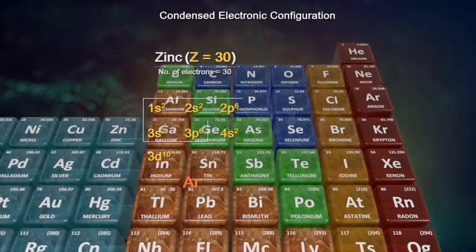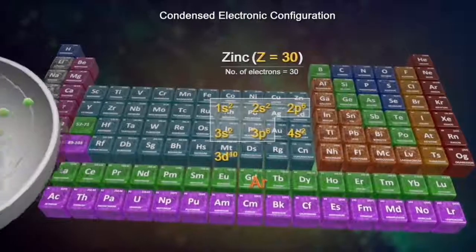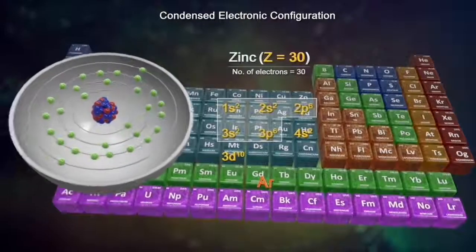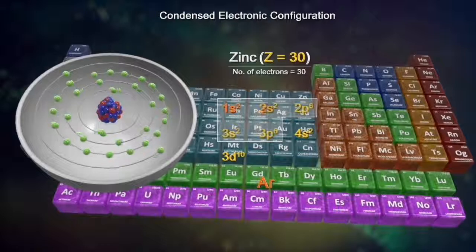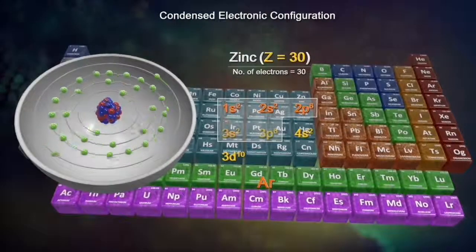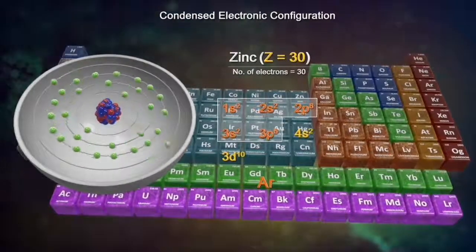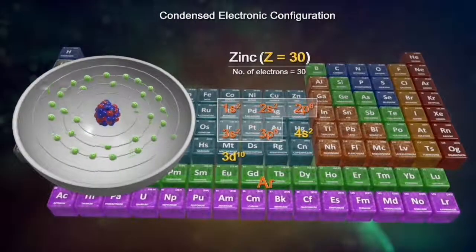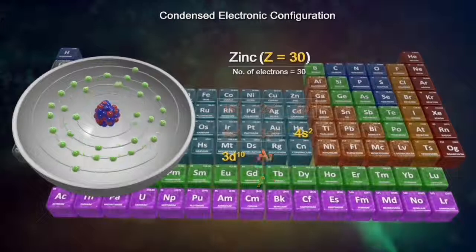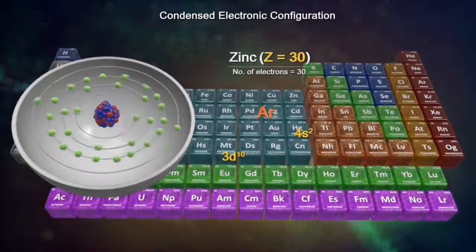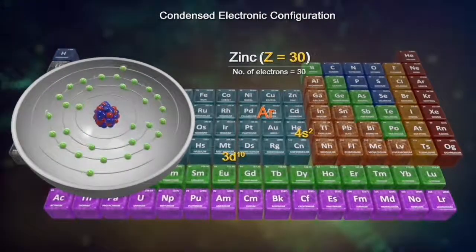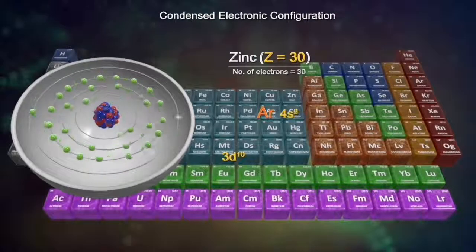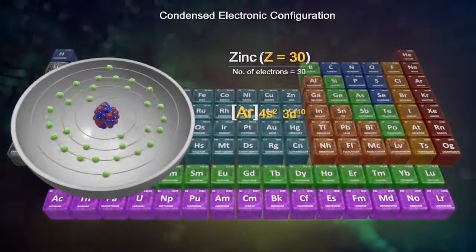Argon is the nearest inert gas to zinc, whose atomic number is less than zinc, with the electronic configuration of 1s2, 2s2, 2p6, 3s2, 3p6. Now, replace this configuration with the chemical symbol Ar of argon in the configuration of zinc. As a result, the electronic configuration of zinc condenses to Ar 4s2 3d10.